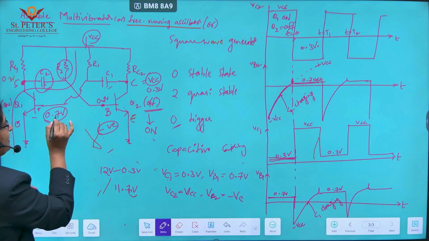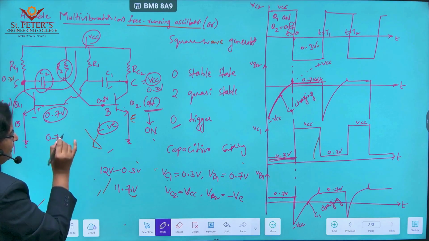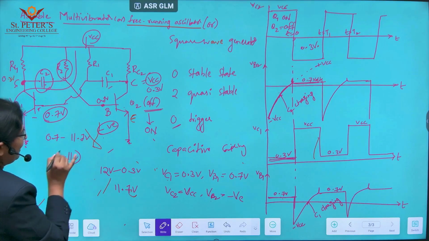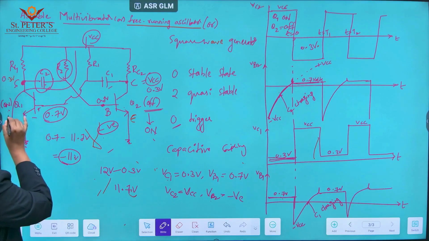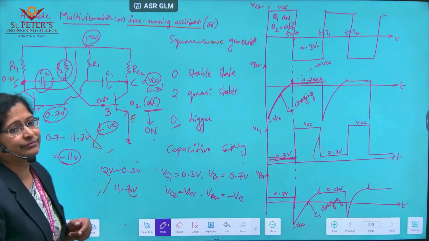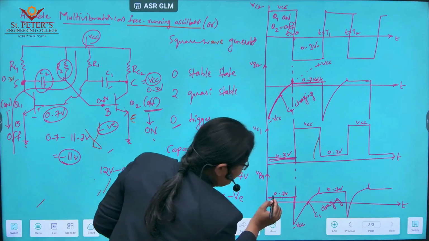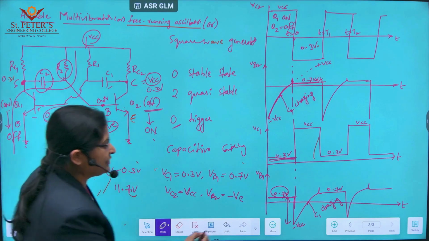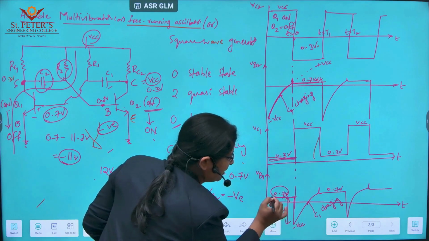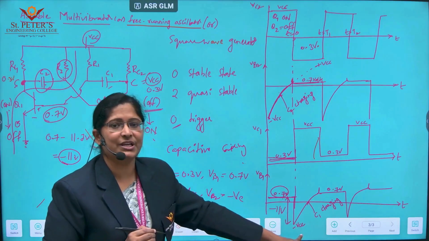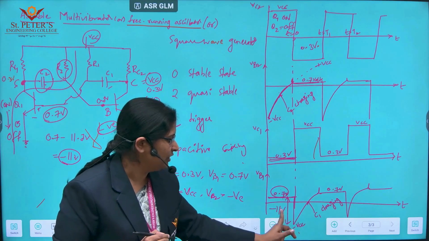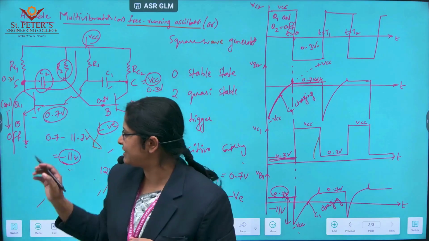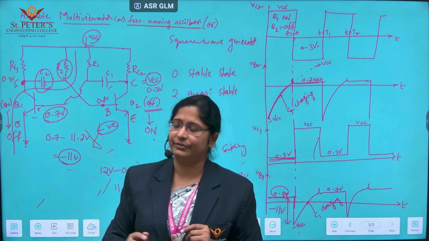Till that time this was at 0.7. So 0.7 minus 11.7 goes to minus 11 volts. Minus 11 is a negative potential, which makes your transistor Q1 off. The voltage drop is minus 11 volts. So all of a sudden your VB1 waveform changes its voltage level from 0.7 to minus 11, and with this minus 11 volts, your transistor Q1 has changed its state from on to off.